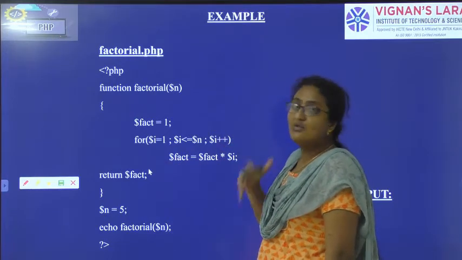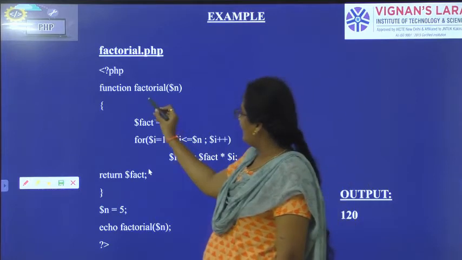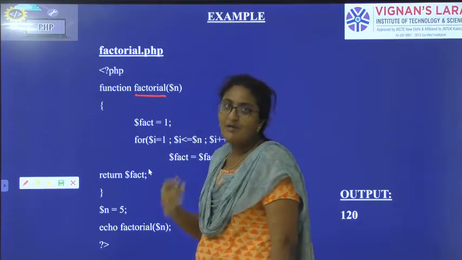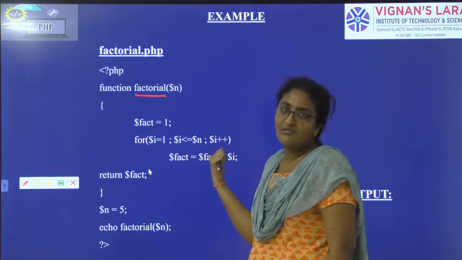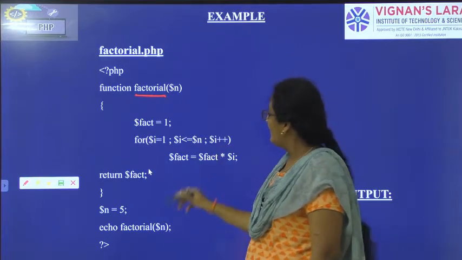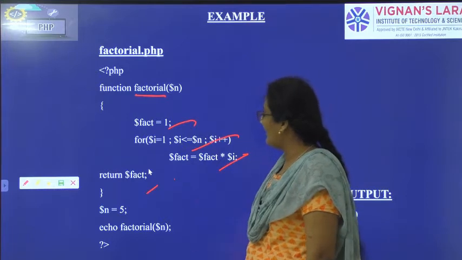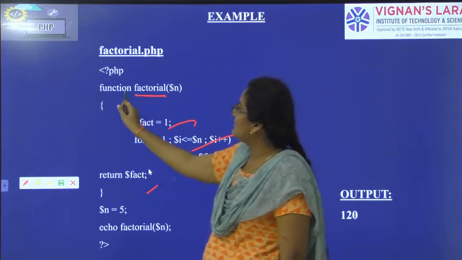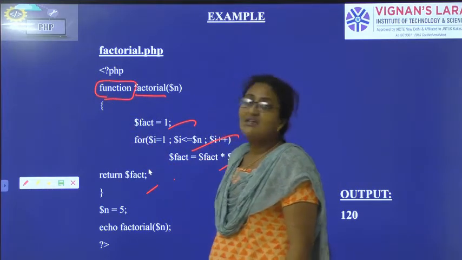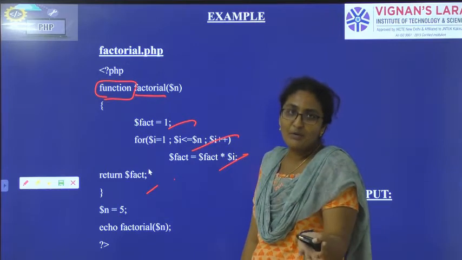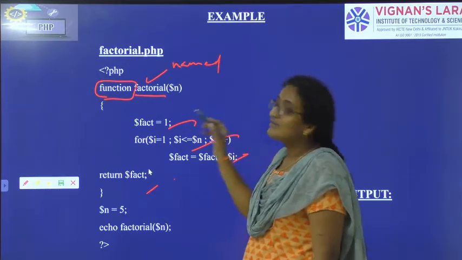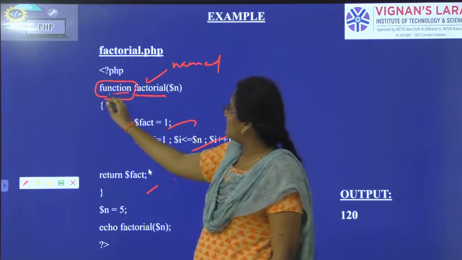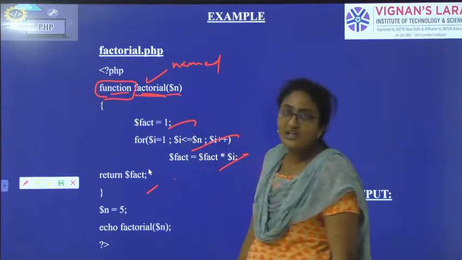That function is a user defined function. I have given the function name as factorial because I defined it. I am the user, I want the program for finding a factorial. So the code for finding the factorial is the same, but I am using the concept of function here. Since I am writing the factorial program, I have named it the factorial function. So what is the syntax? Function, function name, parameters, arguments is the syntax.